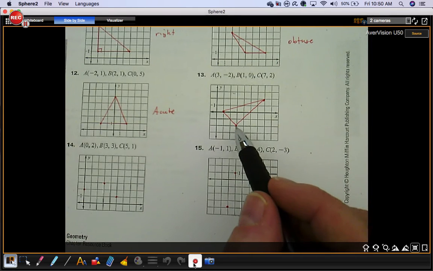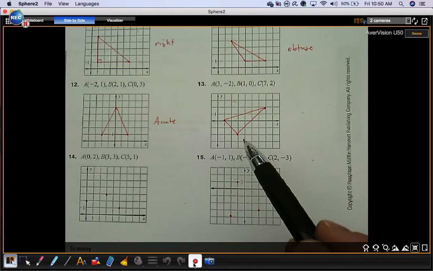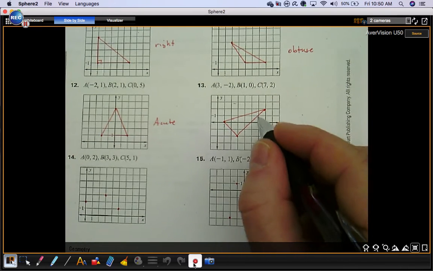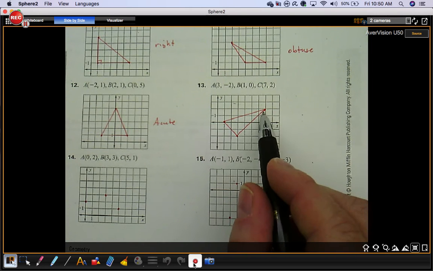It sure looks like this angle may be a right angle. Don't just assume. It's not as simple as this one where it was vertical and horizontal. What you should do is calculate the slopes and see if these are opposite reciprocals. So what is the slope of this segment? I'm going to count rise and run. So I'm going to count from here to here.